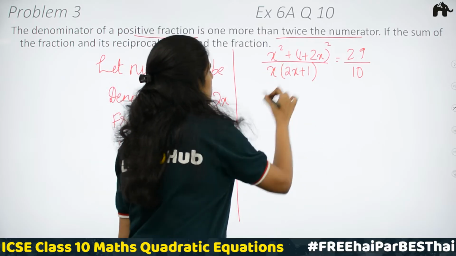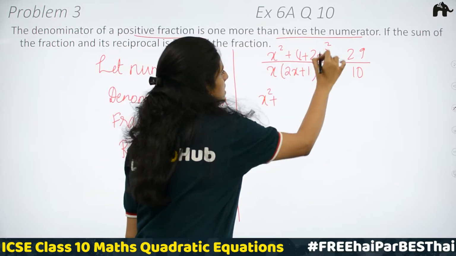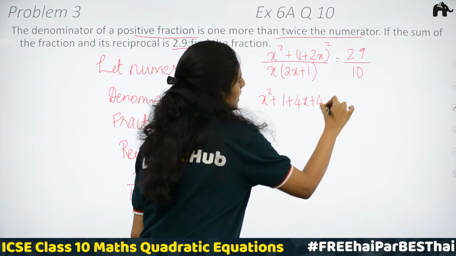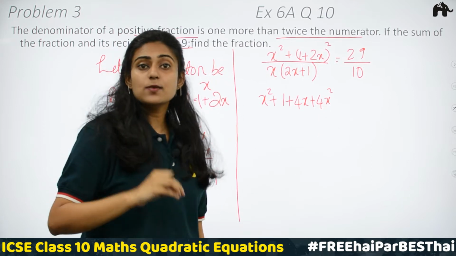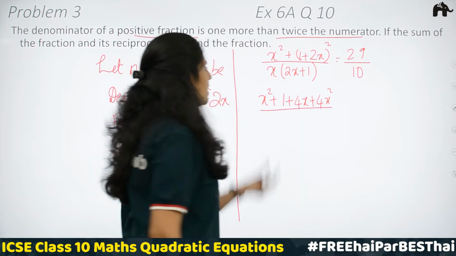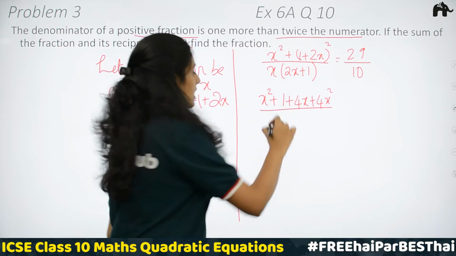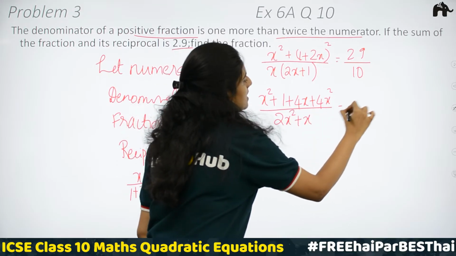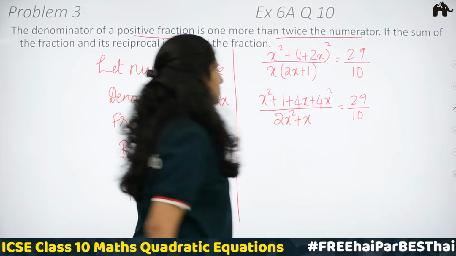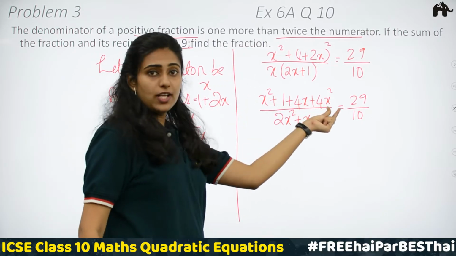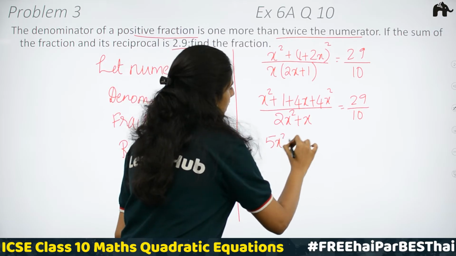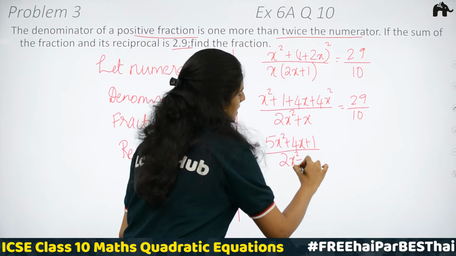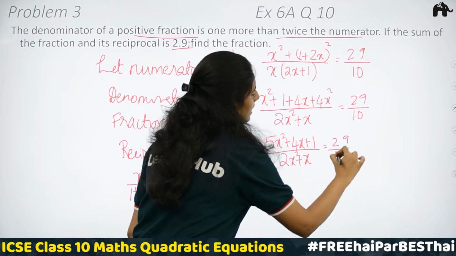Okay. X square plus 1 plus 2x whole square can be written as 1 plus 4x plus 4x square. A plus b whole square is equal to a square plus 2ab plus b square. Now the denominator here we have x into 2x plus 1. That is removing brackets and multiplying, we get 2x square plus x is equal to 29 divided by 10. X square plus 4x square is 5x square. 5x square plus 4x plus 1 divided by 2x square plus x is equal to 29 divided by 10.